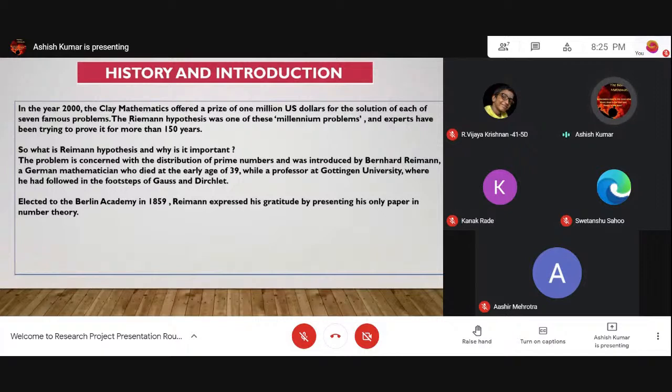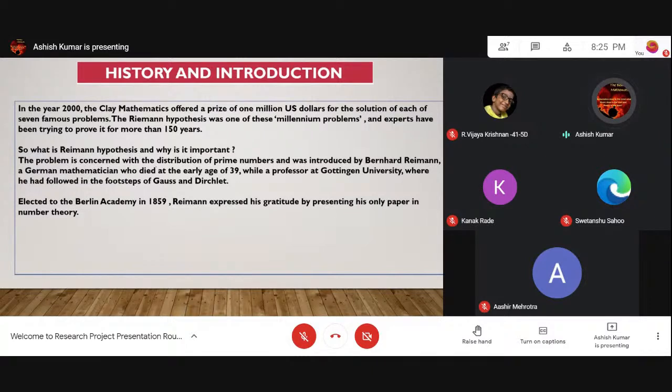Actually, one of these was solved: the Poincare conjecture, which was solved by Gregory Perelman. The Riemann hypothesis is one of these million-dollar problems, and experts have been trying to prove it for more than 150 years. So, what is the Riemann hypothesis, and why is it important?